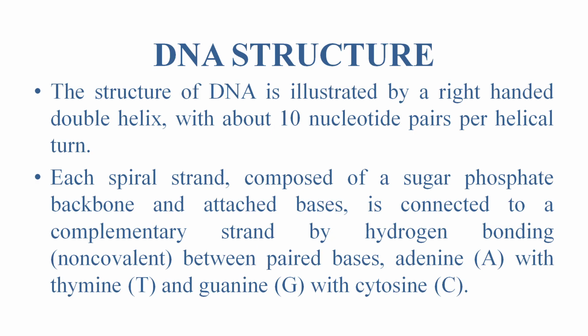So, next we are going to discuss the structure of DNA. It is a right-handed double helix with about 10 nucleotide pairs per helical turn. Each spiral strand, composed of a sugar phosphate backbone and attached bases, is connected to the complementary strand by hydrogen bonding between the paired bases: adenine with thymine, guanine with cytosine. So the DNA molecule is composed of units called nucleotides, and each nucleotide is composed of three different components such as sugar, phosphate group and nitrogenous bases.